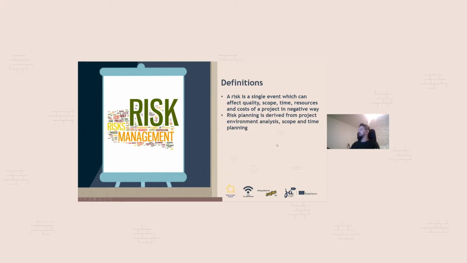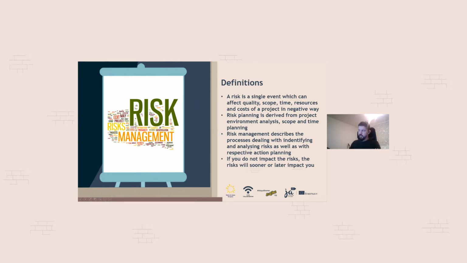Risk planning is derived from project environment analysis, scope and time planning. When you are analyzing the project environment, all the stakeholders and everybody who is affected by the project, you are preparing the list of risks from that, and of course from the scope and time planning. Risk management describes the processes dealing with identifying and analyzing risk, as well as respective action planning. As we said, usually they just say, okay, this can happen, and when it happens, they say, we said it can happen. No, it's analyzing and describing what can happen, what could be done against it, and what we can do to decrease the impact of that risk. And we need to take some actions after that.